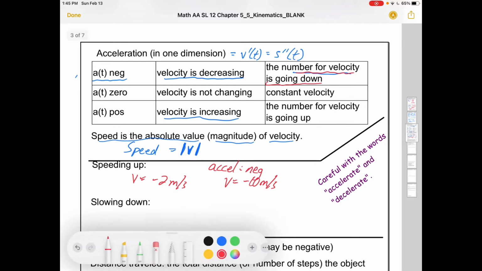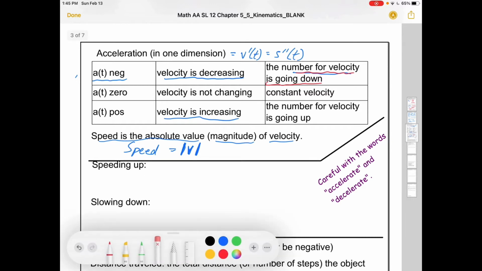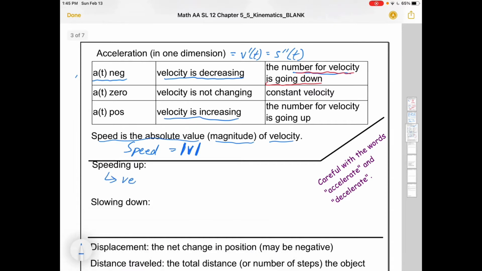So what are some rules that we can generate around speeding up and slowing down? Well, here's what it boils down to mathematically. And again, we'll flesh this out with some examples. You're speeding up if velocity and acceleration have the same sign, which means both positive, or they could be both negative.